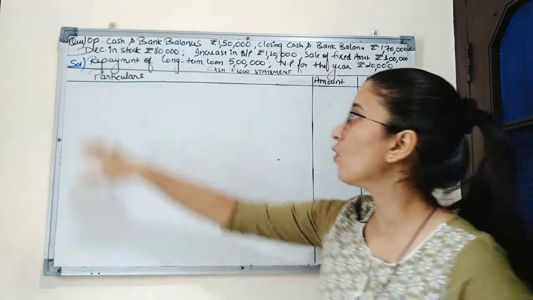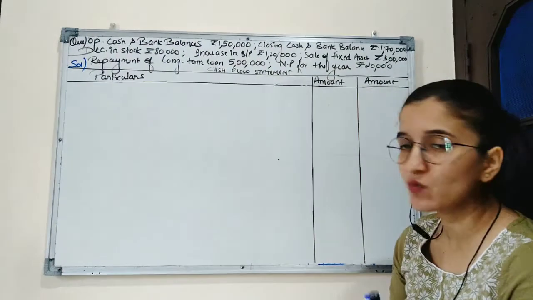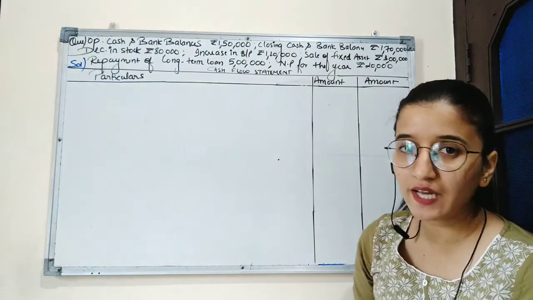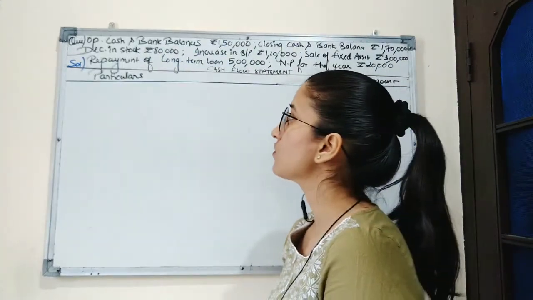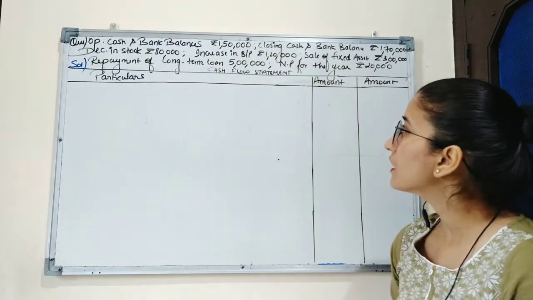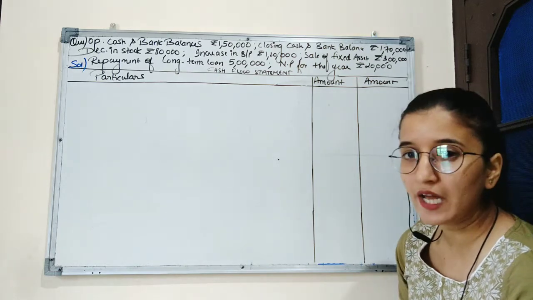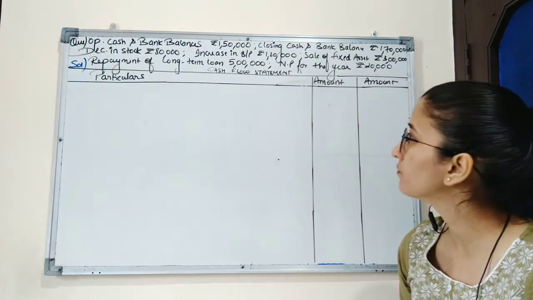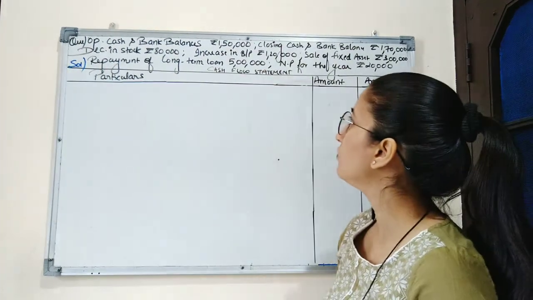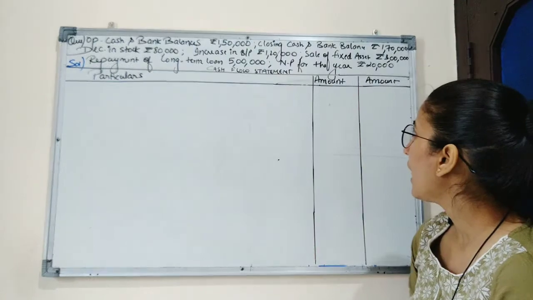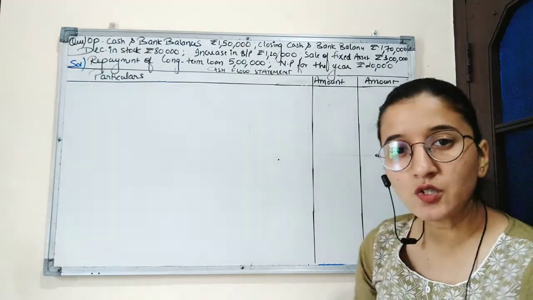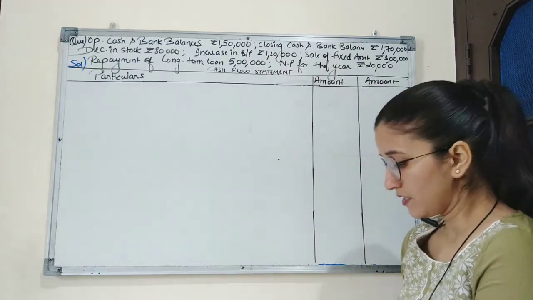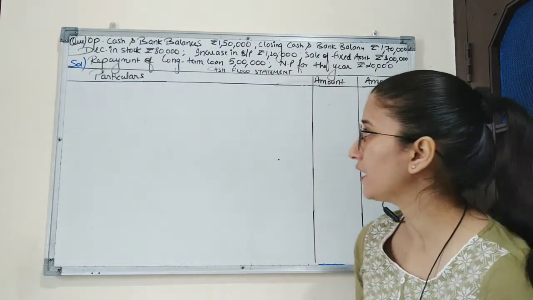Question is, opening cash and bank balances rupees 1,50,000, closing cash and bank balances rupees 1,70,000, decrease in stock 80,000, increase in bills payable rupees 1,20,000, sale of fixed assets is rupees 3 lakh, repayment of long-term loan rupees 5 lakh, and net profit for the year rupees 20,000. So in this question we have to prepare the cash flow statement starting with the cash flow from operating activities.